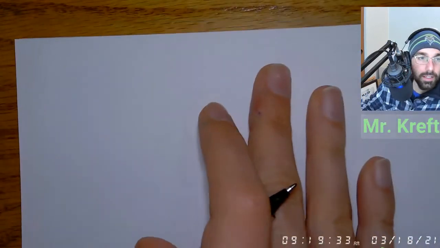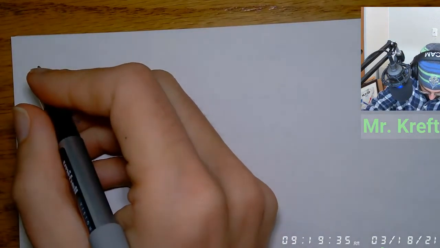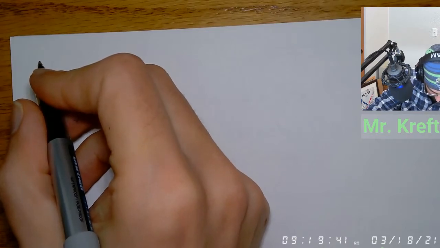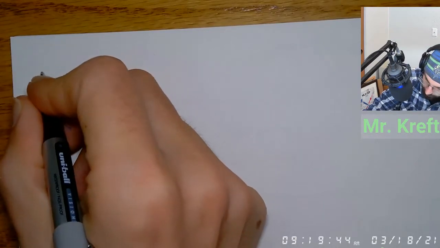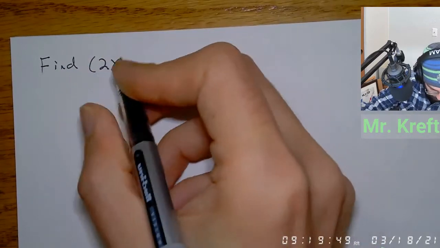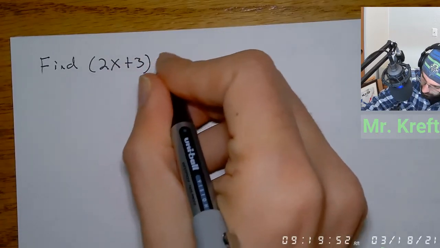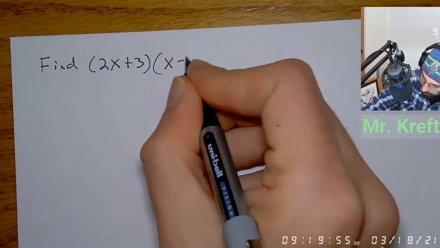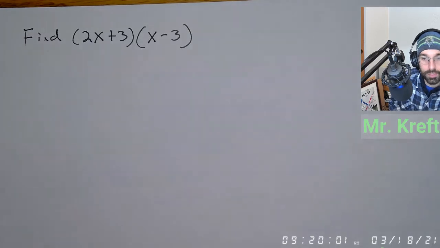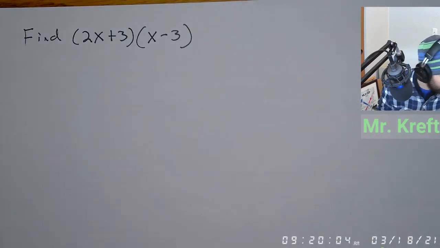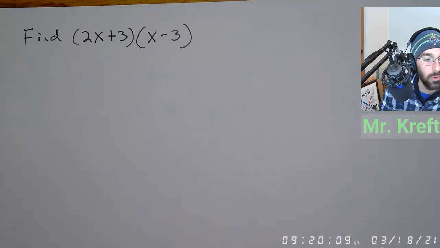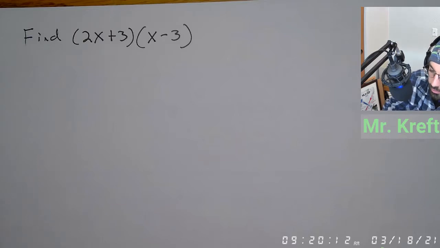Let's go ahead and give you guys another example to work on. Okay, so let's say we have 2x plus 3 times x minus 3. So I want you guys to replicate what we did. I'm going to give you a little bit of time to do that and see how far you can get. And if you get stuck, that's perfectly normal, and then we'll finish it together. So try to get as far as you can with this.